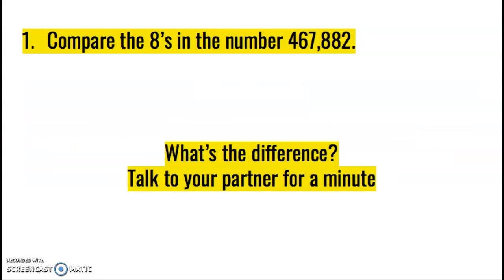So number 1, we have compare the 8s in the number 467,882. They're going to find the value of those two numbers, and then I'm going to give them a minute to talk with a partner before they move up to the board. Once they've had a minute to talk it through, somebody will be drawn, they will come up to the board and write a difference. If somebody else has a different answer, we're going to take a minute and write all the differences in this empty space here on this slide.